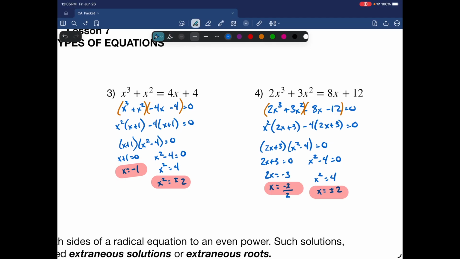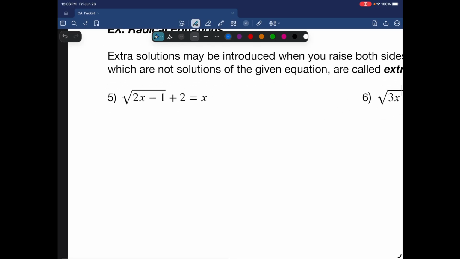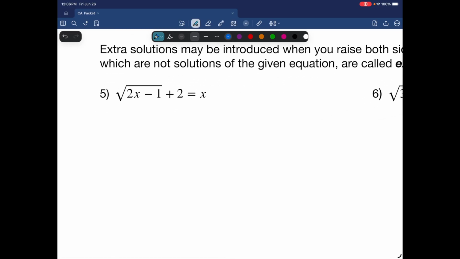The next one we're going to talk about is radical equations. These can be a bit tricky, so let's take a look at this. Extra solutions may be introduced when you raise both sides of a radical to an even power. Such solutions, which are not solutions of the given equation, are called extraneous solutions or extraneous roots. That's a lot of words, but let's talk about this. The first thing you want to do is get the radical by itself.